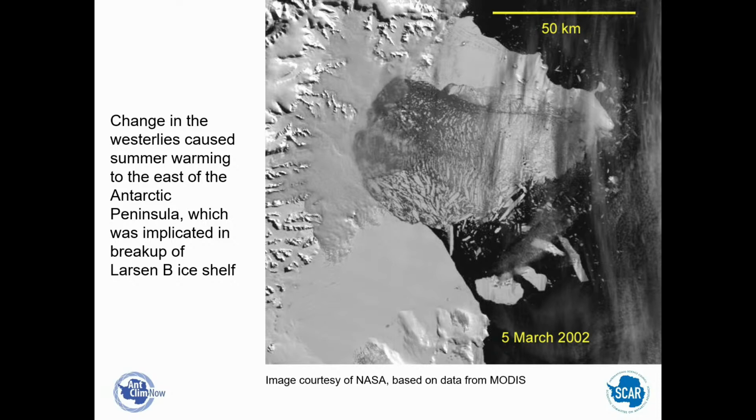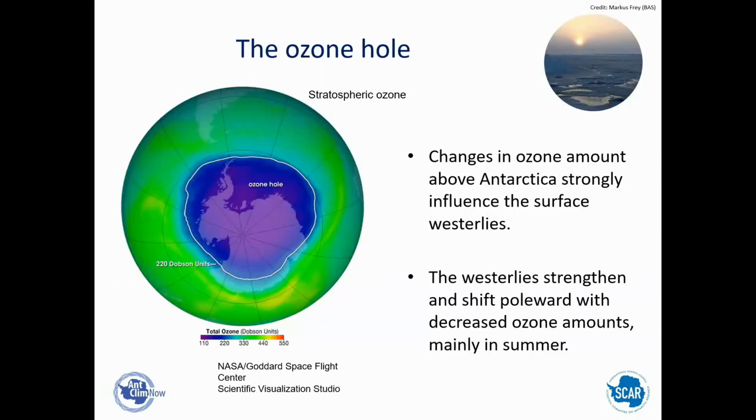And the westerlies themselves, you may ask, why are they changing and why have they changed? The major factor in recent decades has been the hole in the ozone layer, or the ozone hole. Changes in stratospheric ozone amount above Antarctica strongly influence the surface westerlies. And depletion of stratospheric ozone leads to a strengthening and a poleward shift of these westerly winds, mainly in the summer season.